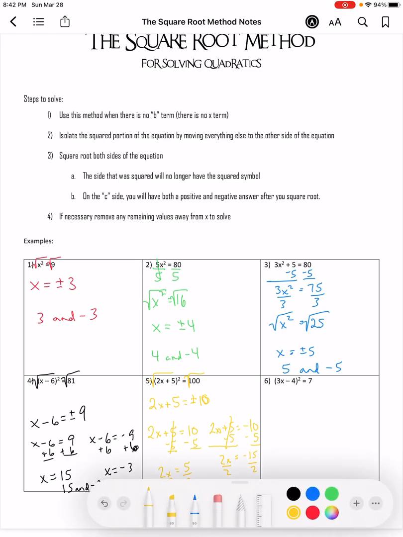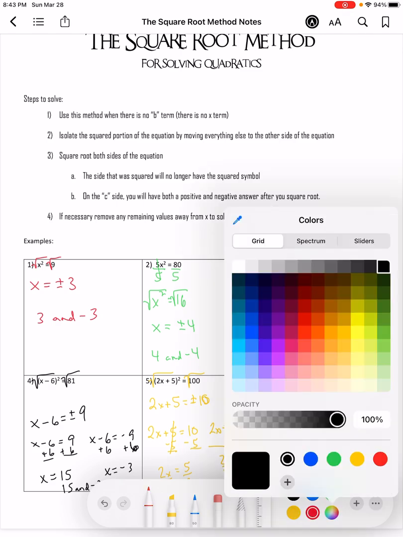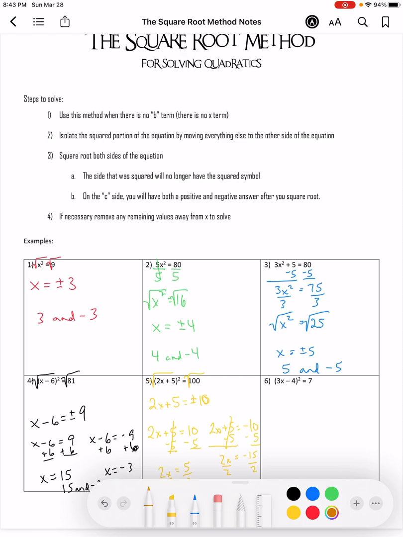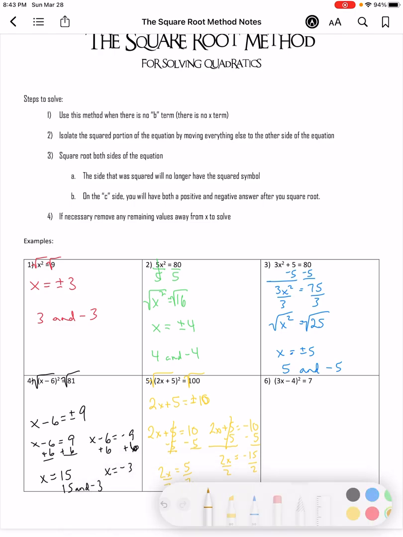All right, looking at our sixth and final problem here, we have (3x - 4)² = 7. I'm going to put a square root on both sides as we've done the last few times. So this side is equal to 3x - 4. The difference here is that 7 is not a perfect square.